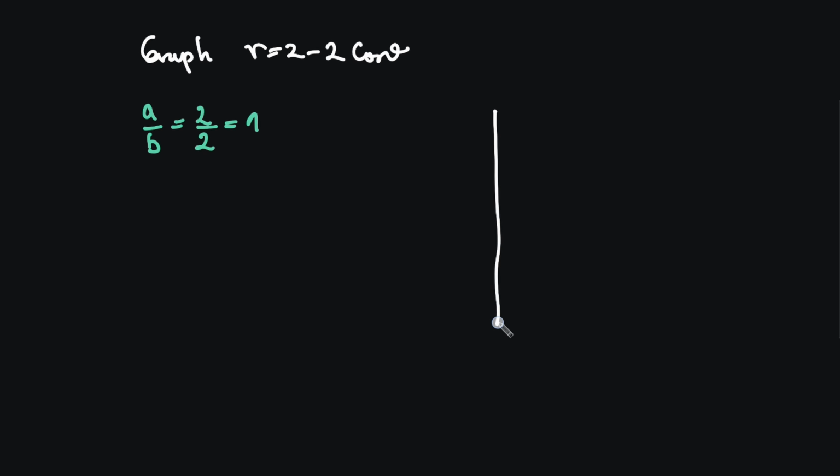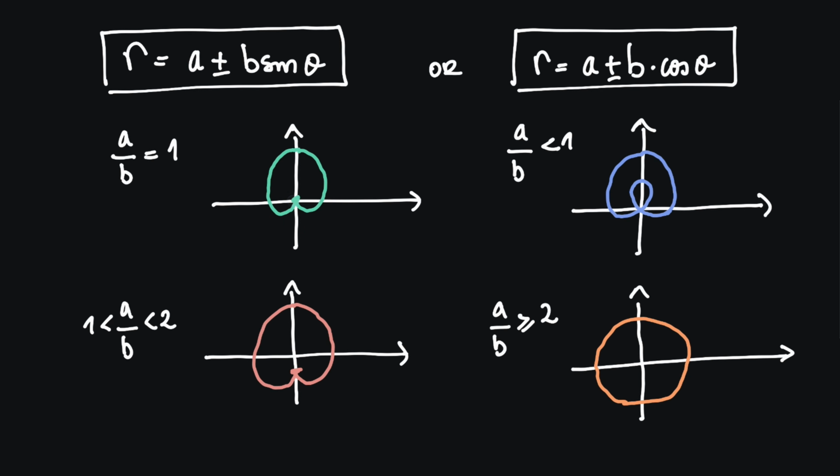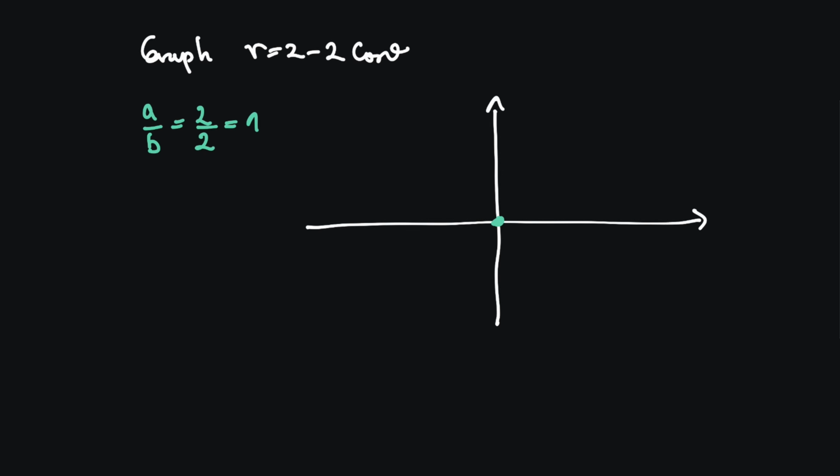To graph a cardioid, we're going to do basically the same thing. We draw our horizontal or vertical axis, on our horizontal one. And we look at the equation and we know that it's cosine. Since it's negative, again, it's going to be stretched out towards the left side. And we know that our graph is going to touch the pole because it's a cardioid, and cardioids touch the pole.